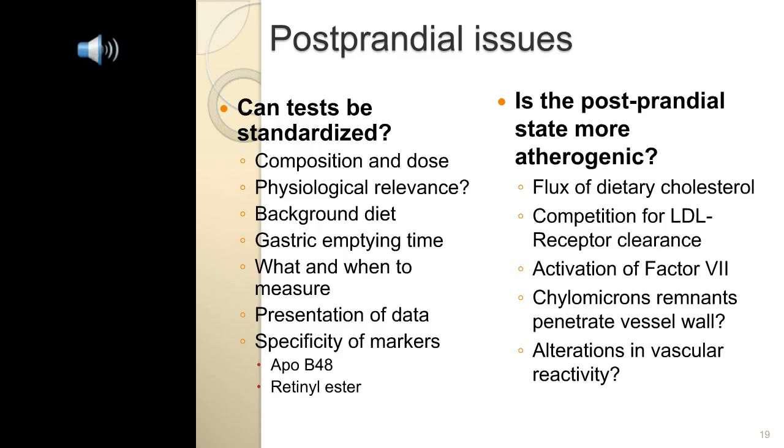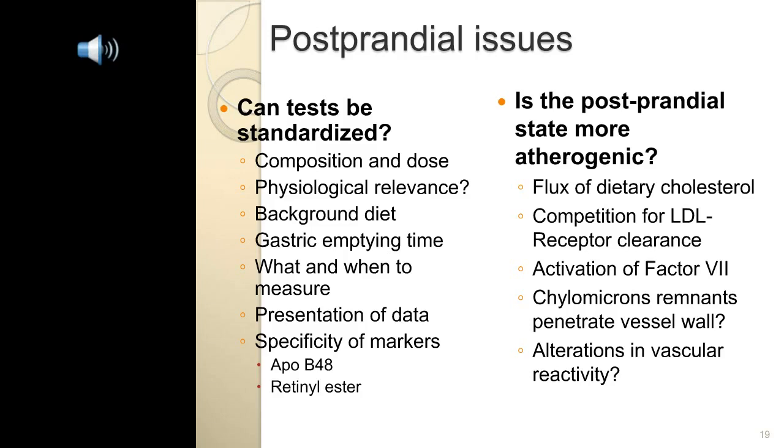There'd be questions about what to measure and when to measure it, and there'd be also the question of how to present the data, which particular time points, would there be a combination of time points. In many ways, it's becoming rather equivalent to a glucose tolerance test. And probably the main interest is in the specificity of markers of the postprandial state, measurement of the specific apolipoprotein B48 or of the marker retinyl ester.